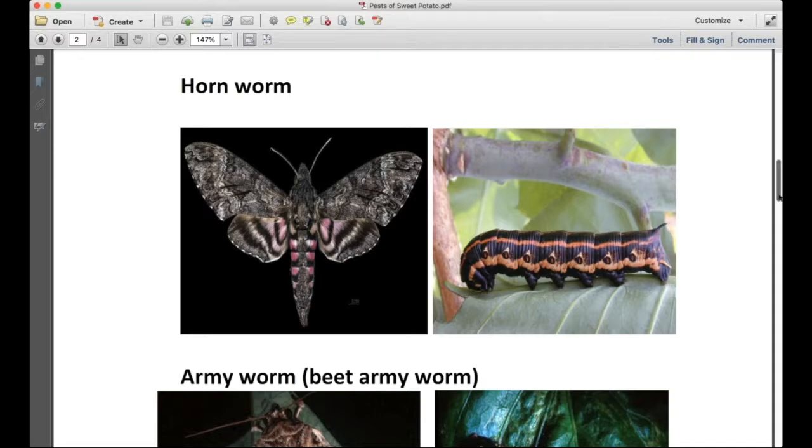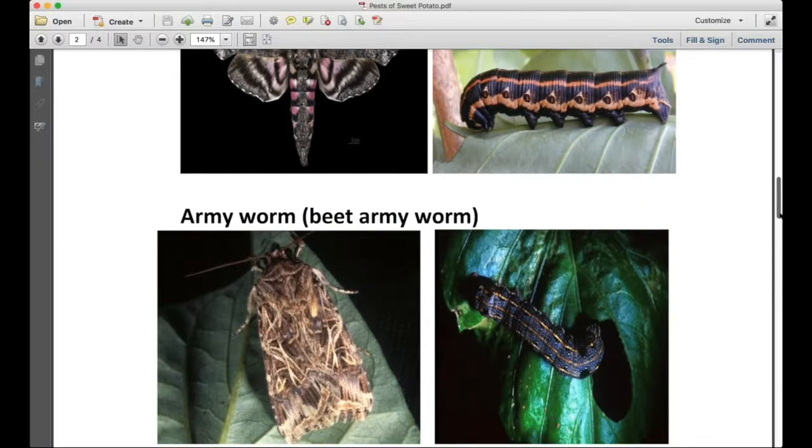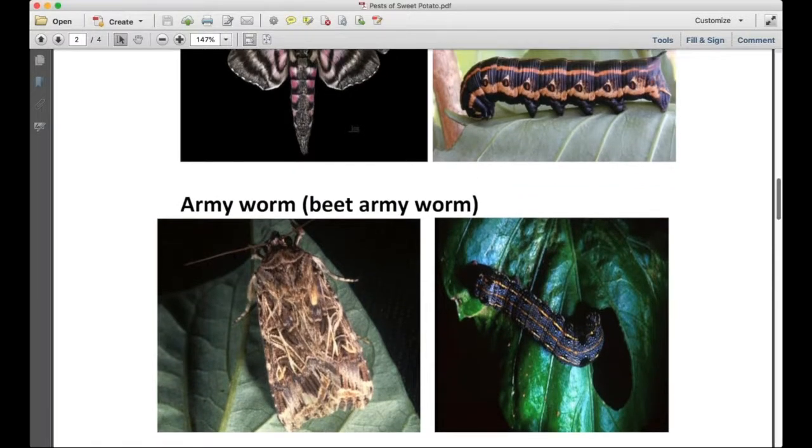And the next one is the armyworms, the beet armyworm. This is the adult moth you see here, Spodoptera exigua, the beet armyworm. Usually you don't see these moths in your crop, and the best way is monitoring through pheromone traps. But eventually you can see the egg masses, because it's an organic system of production.